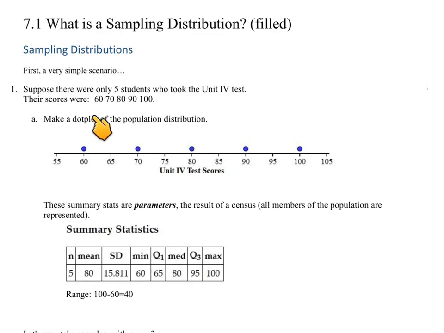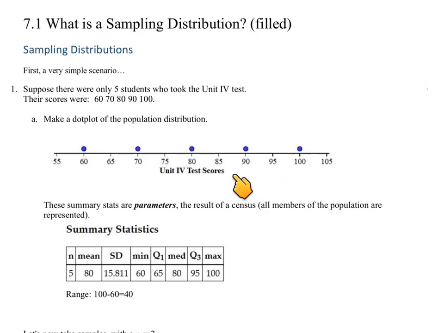Suppose we have a population of 5 students who all took this Unit 4 test, and these are the grades that they made conveniently: 60, 70, 80, 90, and 100. Make a dot plot of the population distribution. I have the filled in version here that I'm going to go through pretty quickly, so you can pause this and fill it in if you'd like as we go.